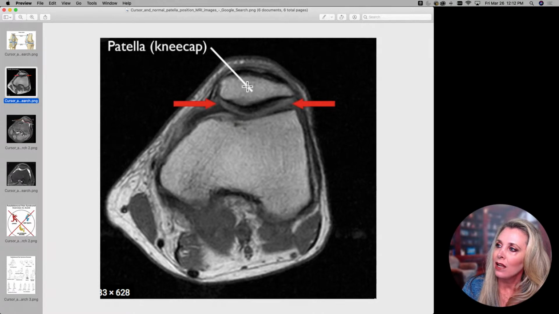You can see it's like a puzzle piece. The patella is supposed to sit on top of the femur. There's a joint here. There's cartilage. This dark line is cartilage. And this is a relatively normal knee.